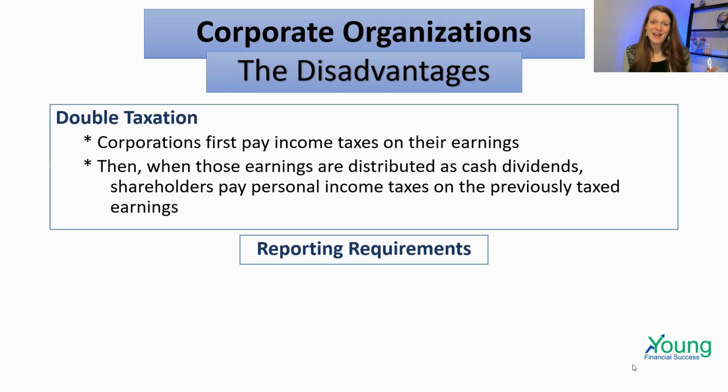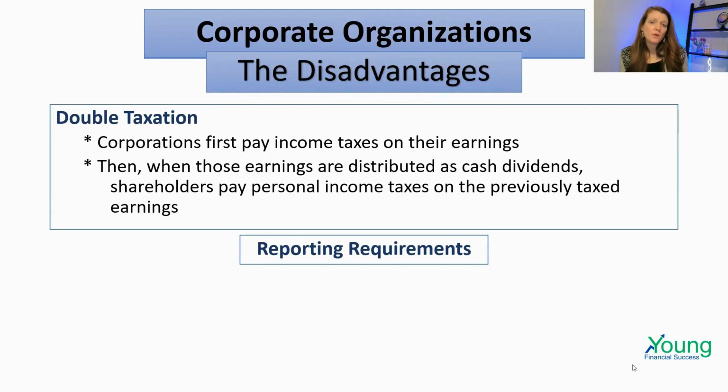So none of us want to pay taxes, right? And with a corporate organization, in a lot of cases, those corporations are first going to pay income taxes for the company. So they've paid income taxes. Then when those earnings are distributed as cash dividends, the shareholders are then going to have to pay income tax on that. So they're taxed as the corporation, then they're taxed whenever the investors get those. So that is a big negative to having this type of corporate organization.